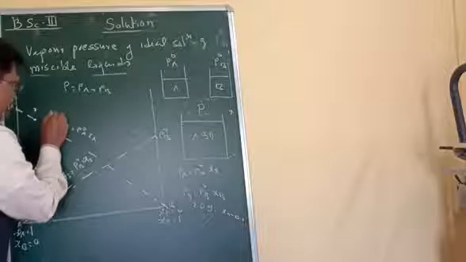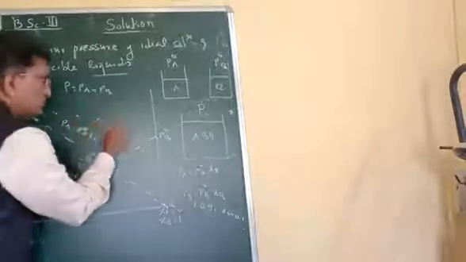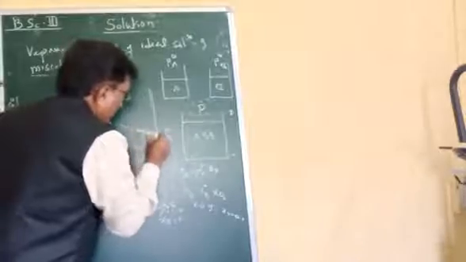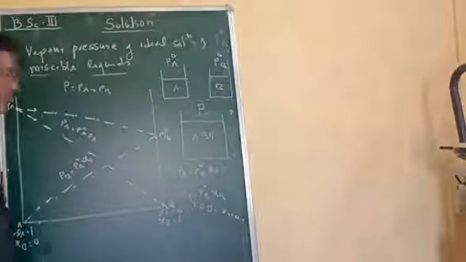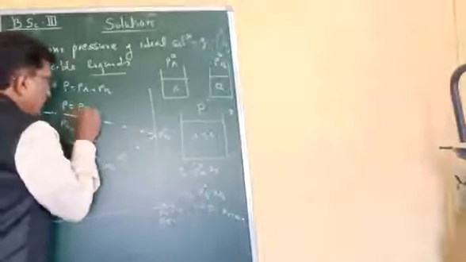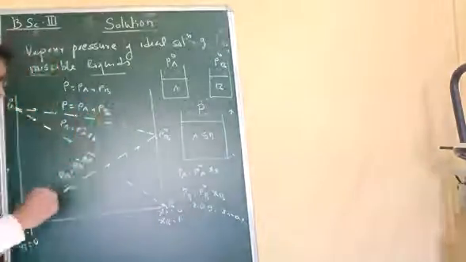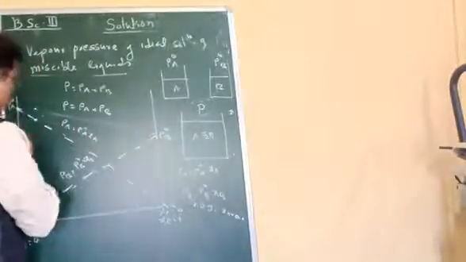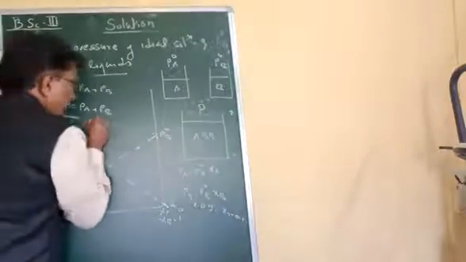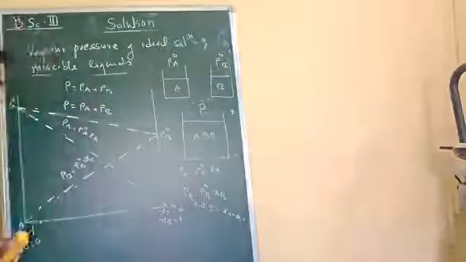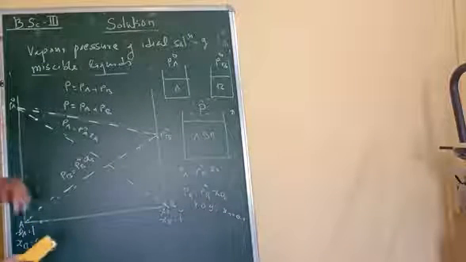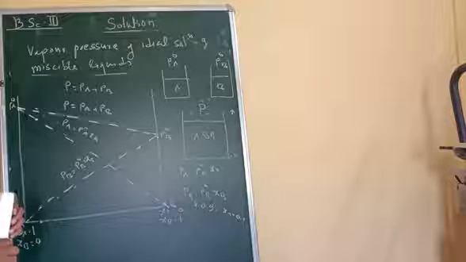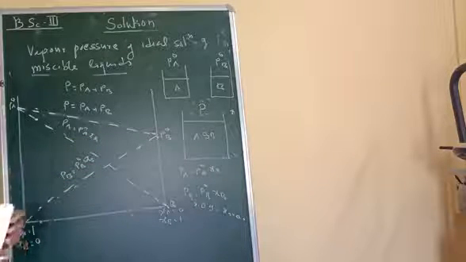For this composition, that becomes this, and therefore, if we connect these points, we get the straight line which represents the total vapor pressure line. The total vapor pressure line will be obtained by adding partial vapor pressures of A and B. And this is the vapor pressure diagram for an ideal solution of miscible liquids. Now these are the straight lines.